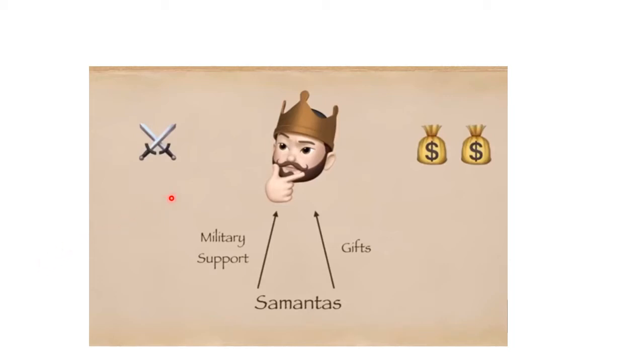war, what do you need? What does the king need? He needs weapons and he needs money. So where will he get it? Who will provide him the money and the gifts? So there were people who were called Samants.